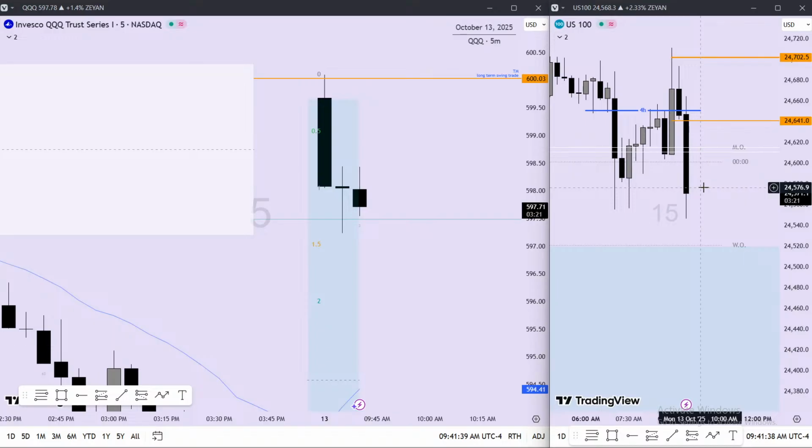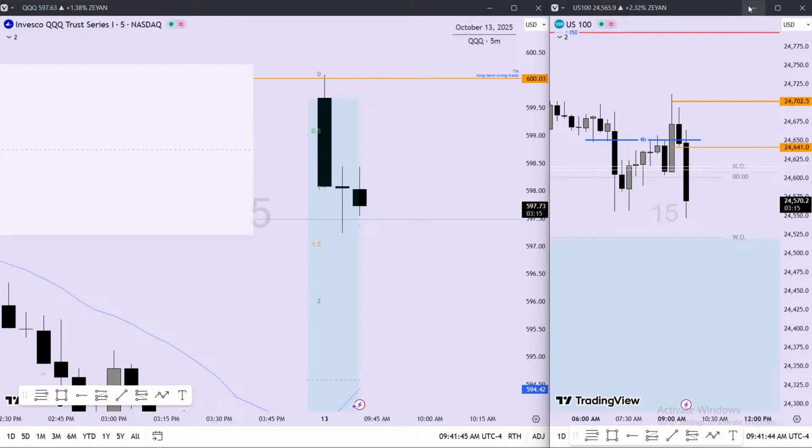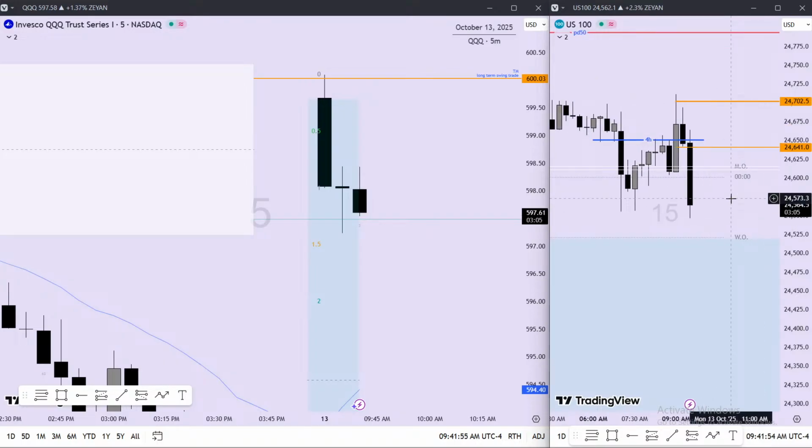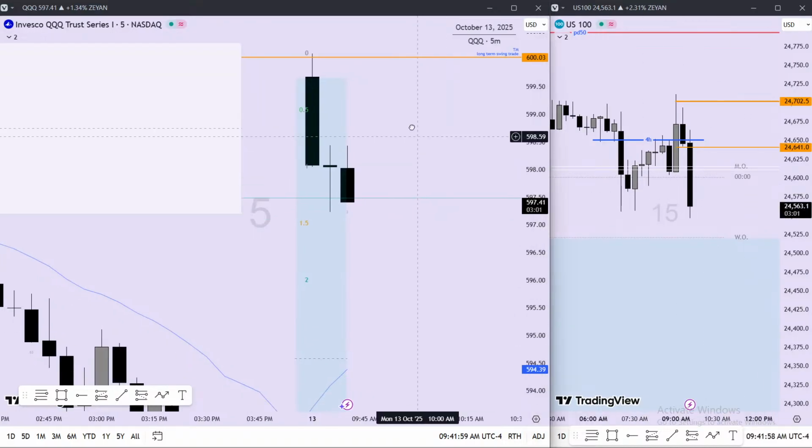So I'll be taking a short, but a scalp short. If we move above 641, then I'll be happy to take a swing long. So we are very close to basically making or breaking the trend. How much time do we have? 3 minutes. 15 minutes till close.